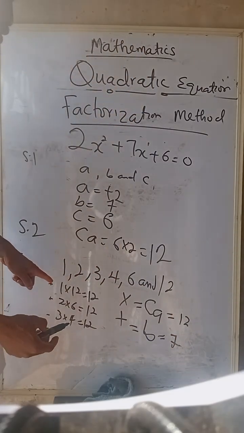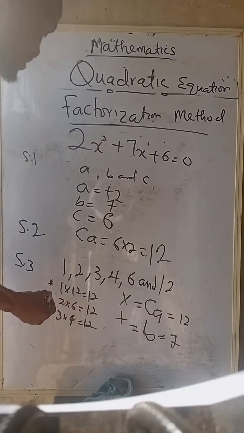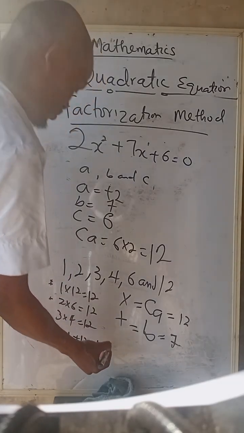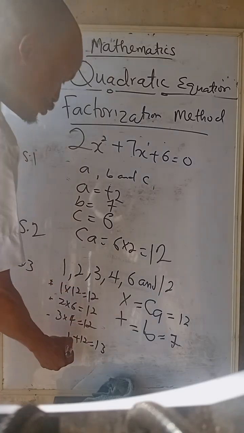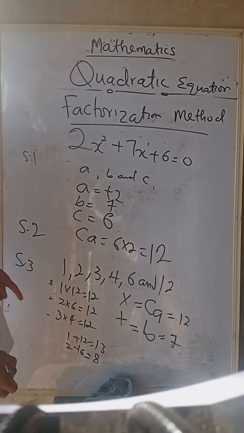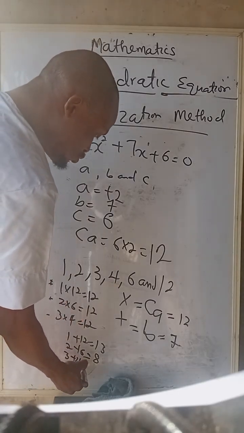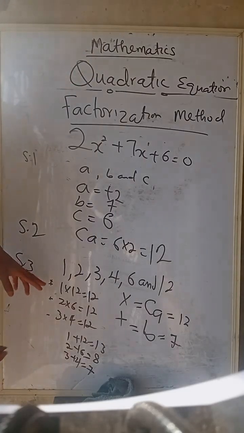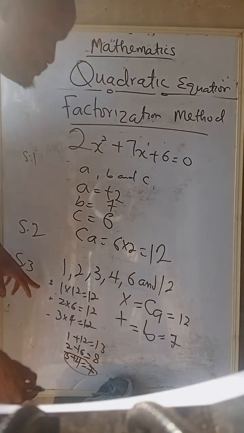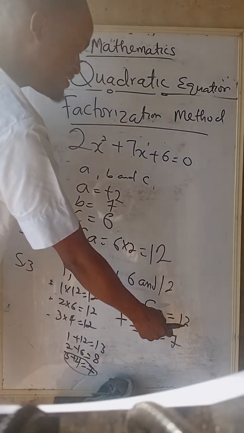Now, if you look at this one, 1 times 12 is 12, but 1 plus 12 is going to give me 13. 2 times 6 is 12, but 2 plus 6 is going to give me 8. The third one, 3 times 4 is also 12. However, 3 plus 4 is going to give me 7. Out of these, you will see that it is only 3 and 4 that are going to satisfy the two conditions. If I multiply them together, it's giving me ca.